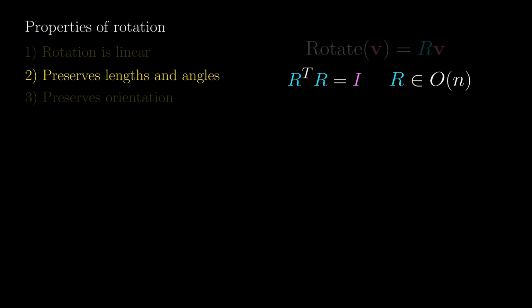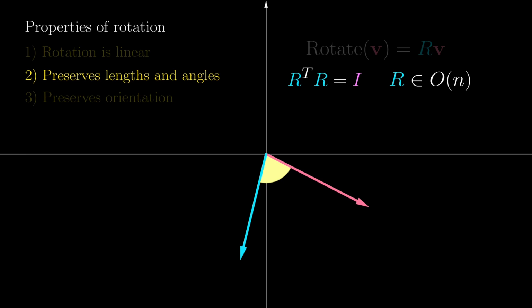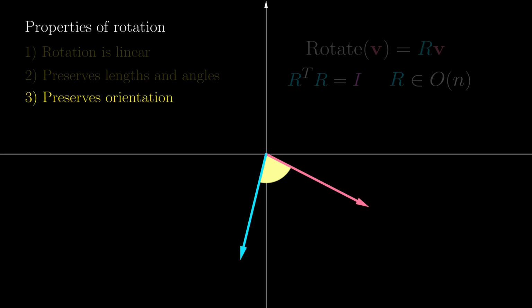However, just being orthogonal is not enough because it's not just rotation that preserves lengths and angles. Reflection also does this. The matrix corresponding to reflection will also be in O(N). So we need to use another property of rotation, that it doesn't change the orientation. By that, I mean that a reflection changes orientation. Originally, from red to blue, we go counterclockwise, but after reflection, from red to blue, we have to go clockwise.